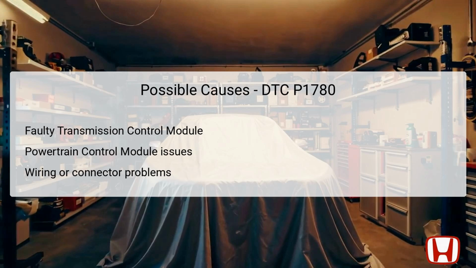components. Corroded connectors, damaged wires, or loose connections must be inspected thoroughly. Additionally, any external factors, such as a low transmission fluid level, should be checked, as they can also affect transmission performance, triggering this diagnostic code. Identifying these causes accurately is vital for effective repairs.